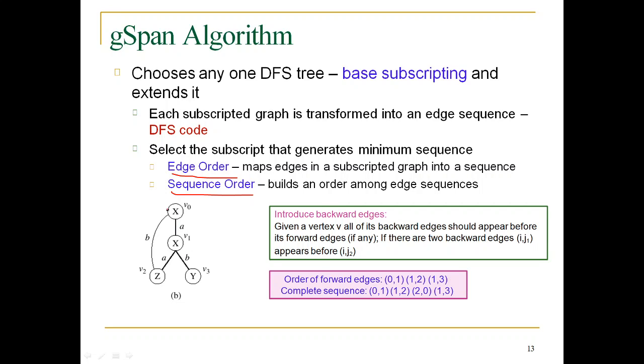So here the forward edges are 0, 1, 1, 2 and 1, 3. These are the forward edges, and the complete sequence you can form as 0, 1, 0, 1, 1, 2, 2, 0 and 1, 3 are the backward edges that we are going to represent. So these are the complete sequence.